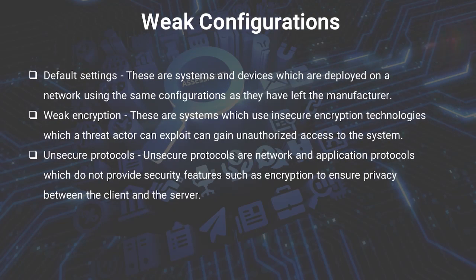There are various types of security weaknesses on a system, and these can be, let's say for example, default settings. Systems which contain default settings are simply deployed on, let's say, a network with the same configurations as they have since they left their manufacturer. These default settings can be very easily accessed by anyone, so hence it is recommended that once you buy a new device, you should configure it and remove any sort of default configurations that may pose a weakness on your network.